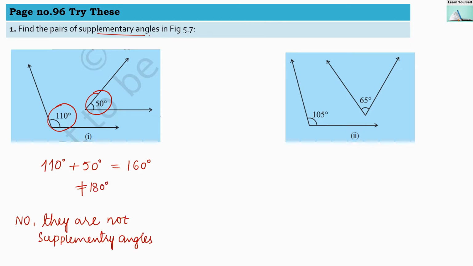Second example, we have two measures, 105 and 65. So let us add them. 105 degree plus 65 degree together will give us 170 degree, but it is not 180 degree. So no, they are not supplementary angles.